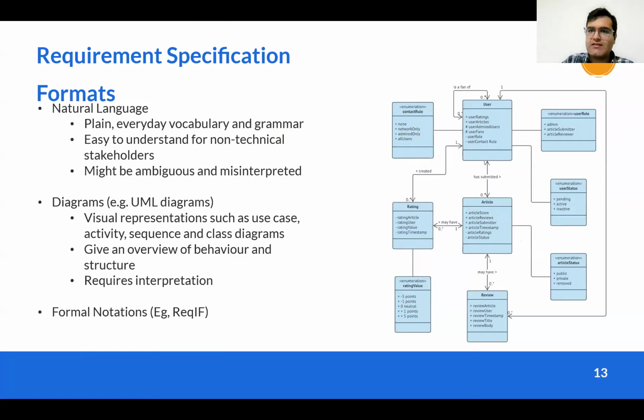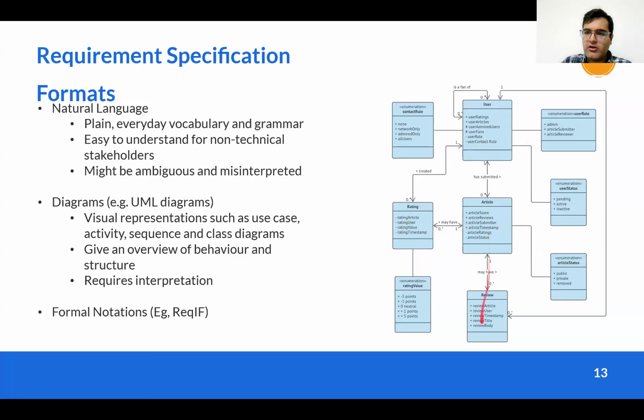So just for your understanding, this is a class diagram. In my system, we have no idea what this system is for, but let's see. In your system, there will be users. Users have user ratings, articles, fans, roles, and rules. The users can submit articles. An article has a score, reviews, who submitted it, when it was submitted, ratings, and status. An article has ratings. Ratings contain which article it is for, which user gave the rating, how much the rating was, and when it was rated.